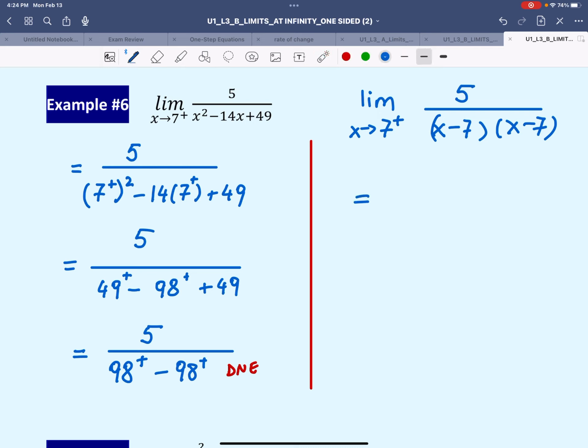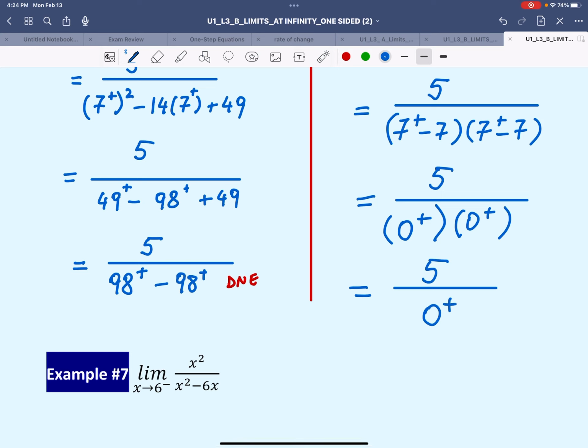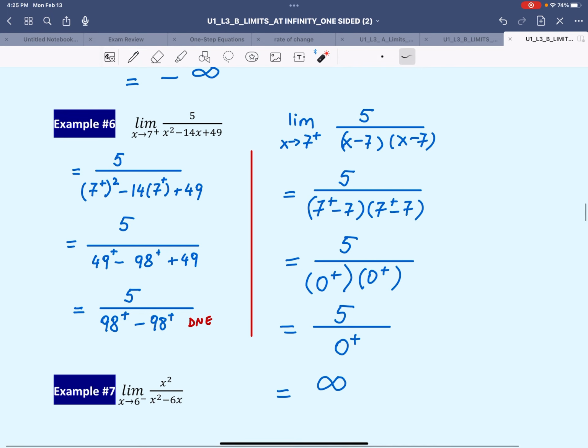So here we go again. We're going to say we have a 5 in here. In the denominator, we have 7 plus minus 7, and then 7 plus minus 7 again. So that would be equal to 5 over 7 plus minus 7 is 0 plus, and then 0 plus. Two 0 pluses can multiply each other just fine, and we get a 0 plus down here. And 5 divided by 0 plus would be infinity. So the limit as x approaches 7 plus of this particular function would be infinity.